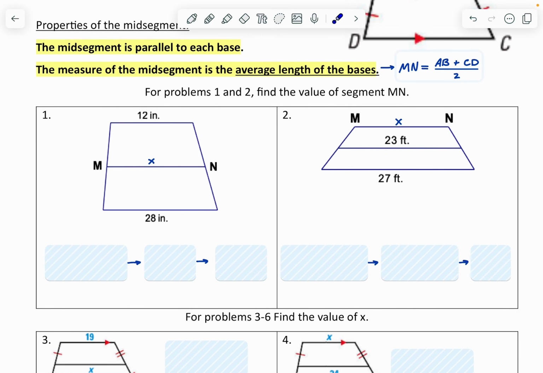For example 1, set it up exactly how we should. Mid-segment, MN, which I'm going to call X, is equal to one of the bases plus the other base divided by 2. 12 plus 28 divided by 2. 12 plus 28 is 40. 40 divided by 2 is 20. We get that the length of that mid-segment is 20. Again, just the average of the two bases.